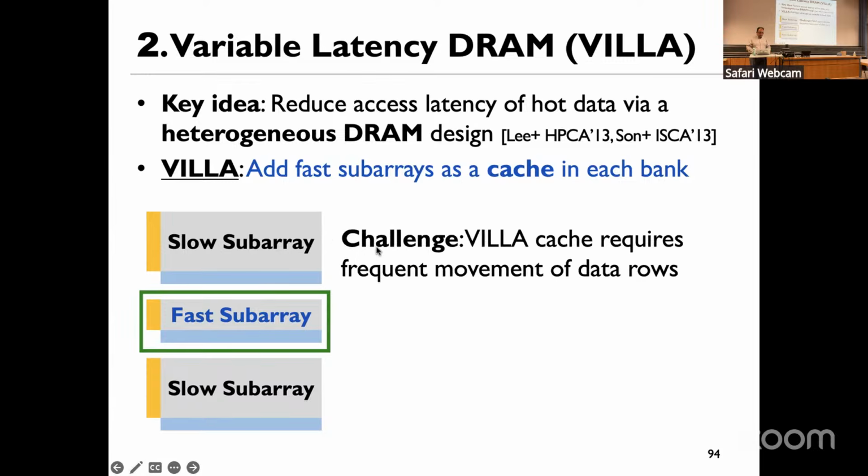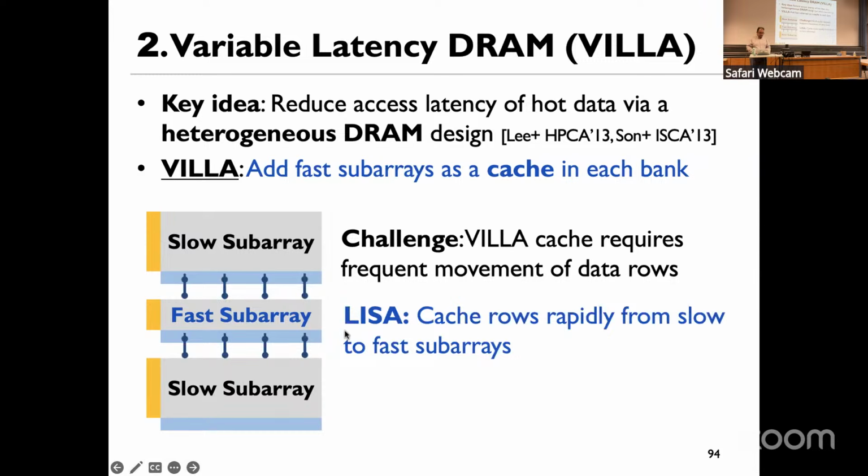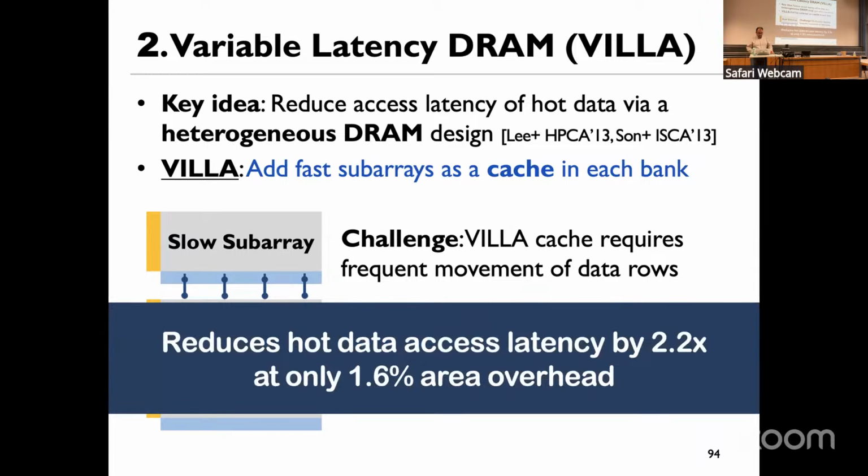You can use a LISA operation to quickly communicate between slow subarrays and fast subarrays. You can think of using the fast subarray as your cache, and then again everything that you have seen in TL-DRAM, you can also do here the same. Make sense? Okay.